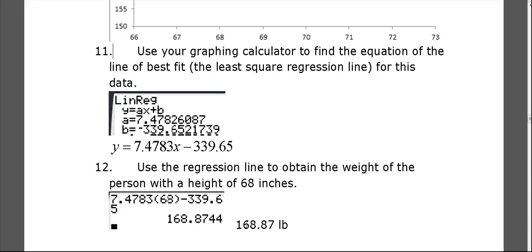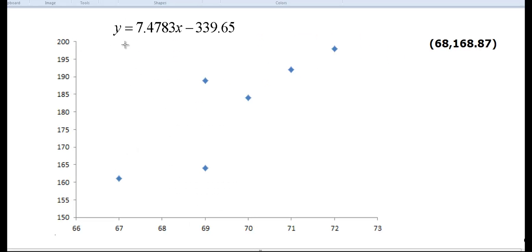Now we have to go and graph the line. For graphing the line, all we need is the coordinates of 2 points. One point we have already obtained: the x coordinate is 68 and the y coordinate is 168.87. So now this is the equation that we have to graph. We already found the coordinates of one point, 68, 168.87. We can find the coordinates of another point. Let's just take 72 for instance and see what it will be according to the line here.